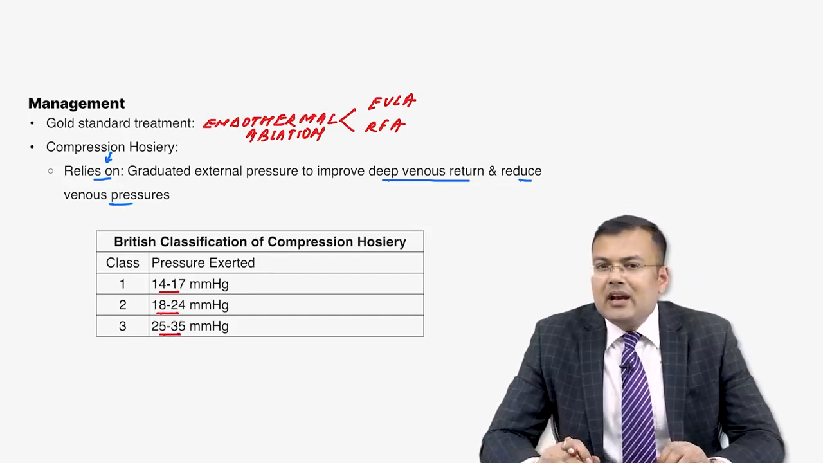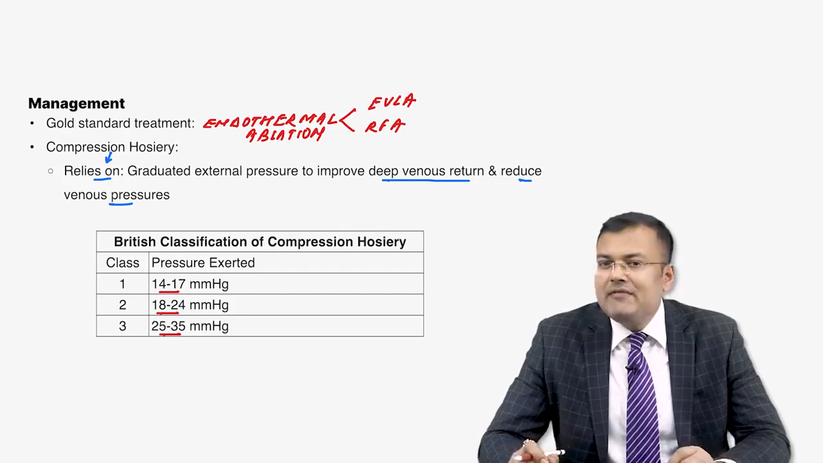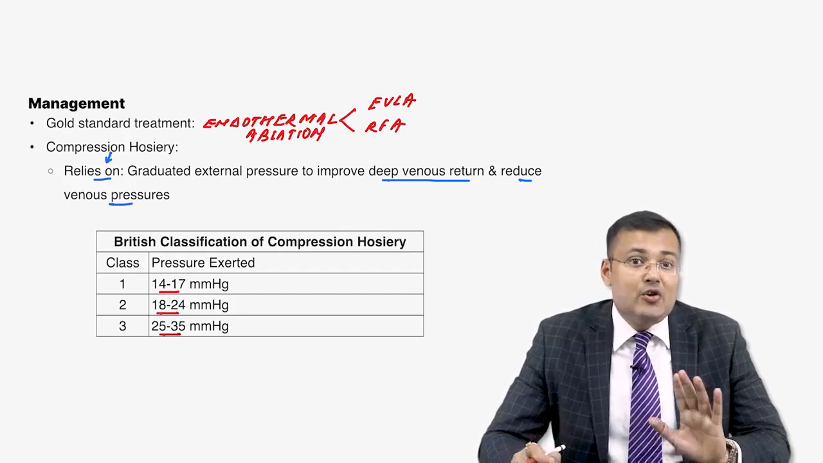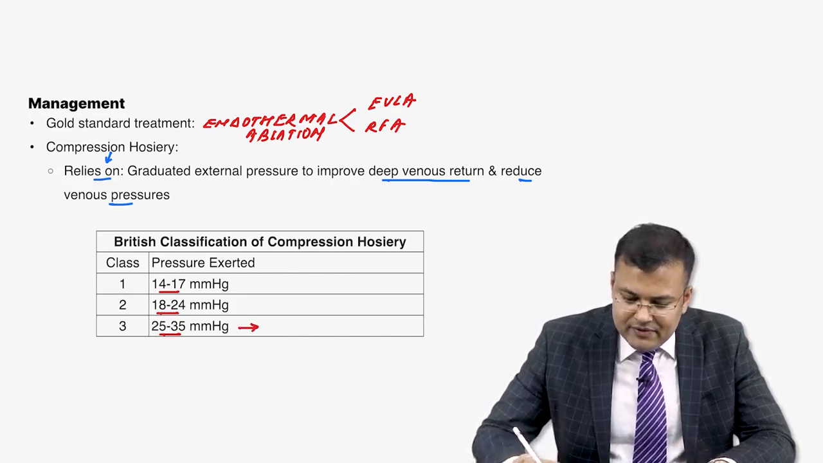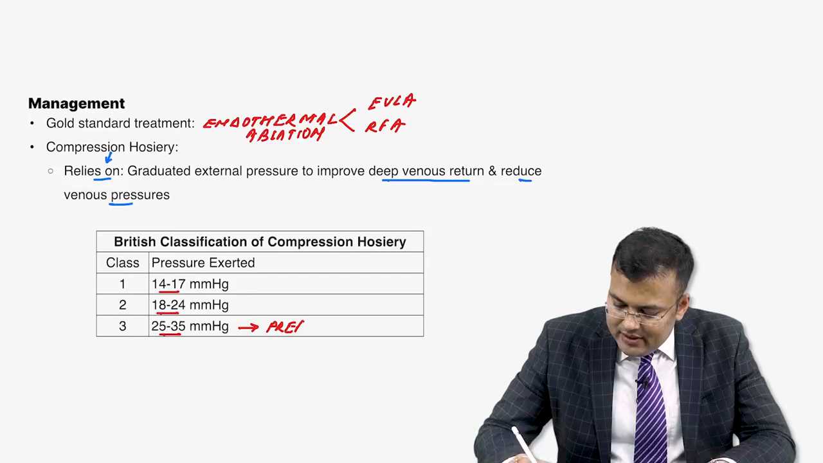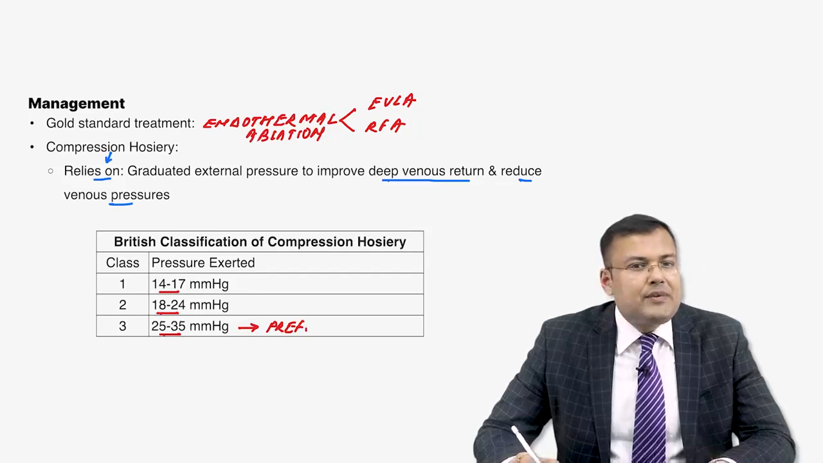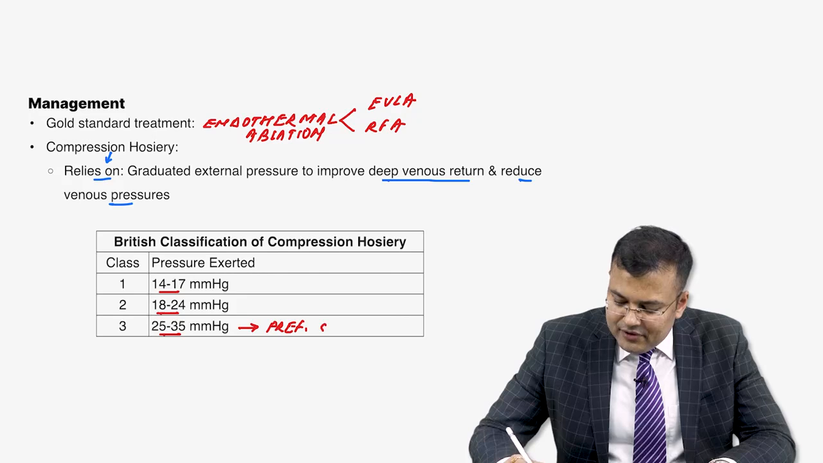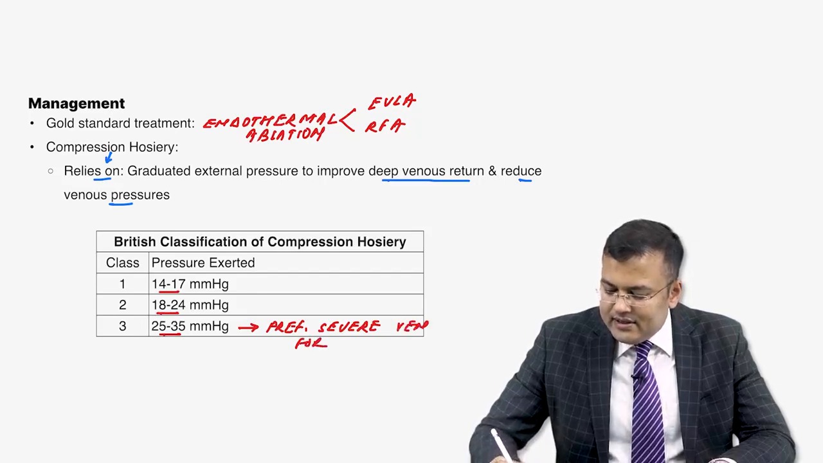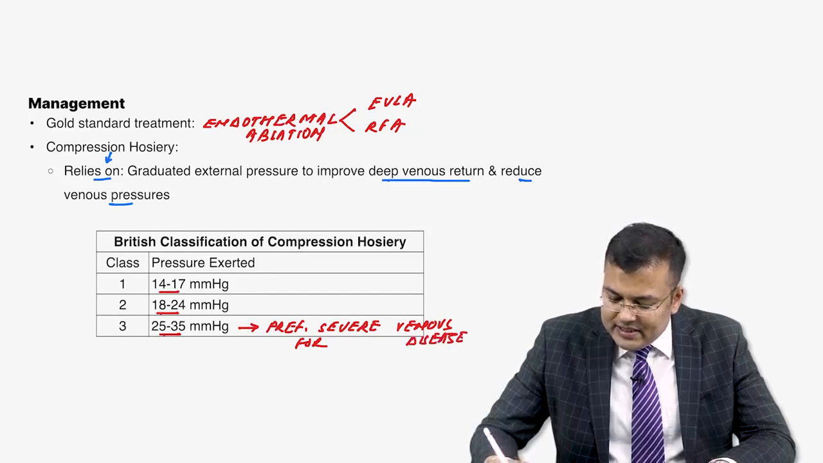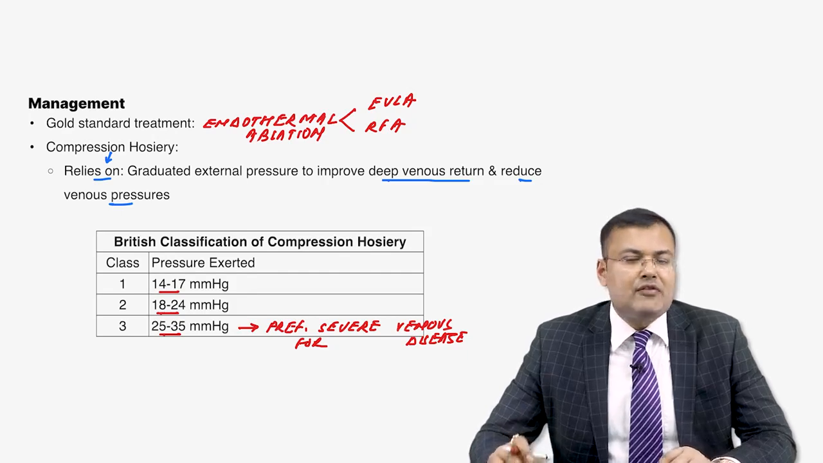So can you tell me, class 1 to 3, which one is preferred for severe venous disease? Class 3. You have to remember, pressure 25 to 35. This is preferred for severe venous disease. Remember the name of the classification? British classification of compression hosiery.